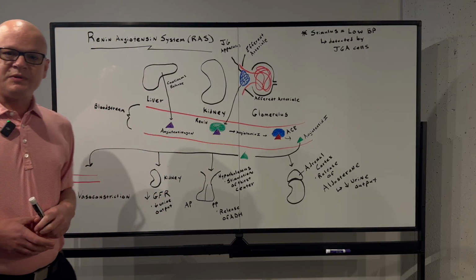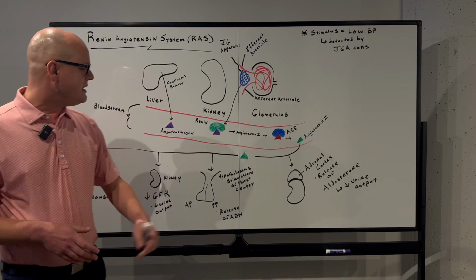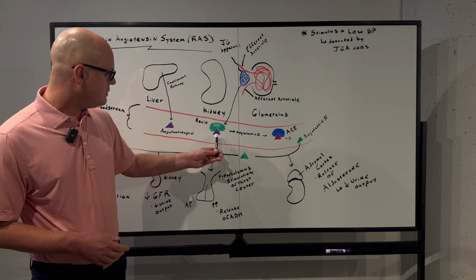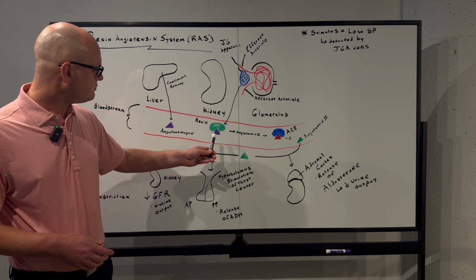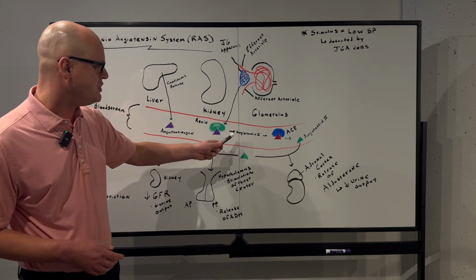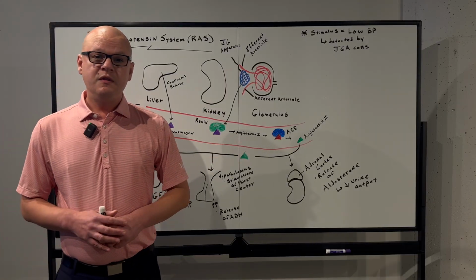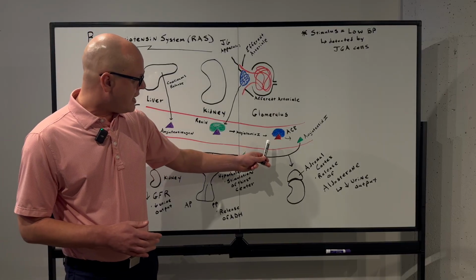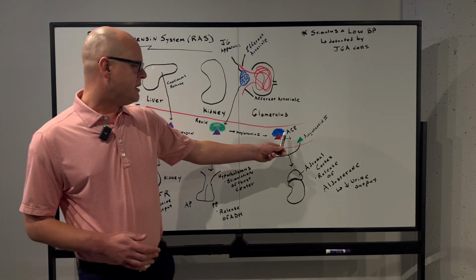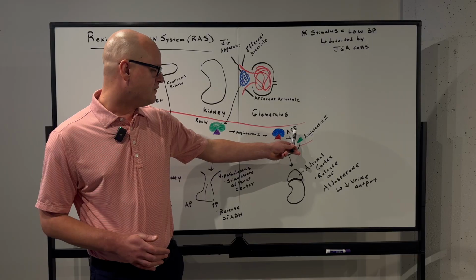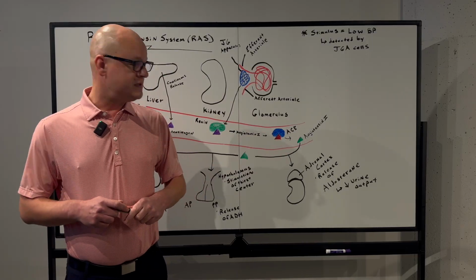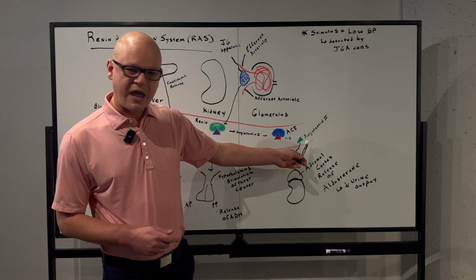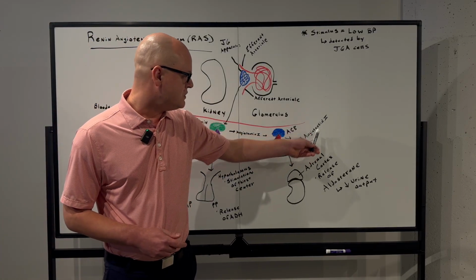The liver simultaneously is going to be continuously releasing angiotensinogen. Renin will bind to angiotensinogen and catalyze the formation of angiotensin 1. This version is inactive. In order to convert into the active form, we need an enzyme called angiotensin converting enzyme, or ACE, that will convert angiotensin 1 into the active form, which is angiotensin 2.